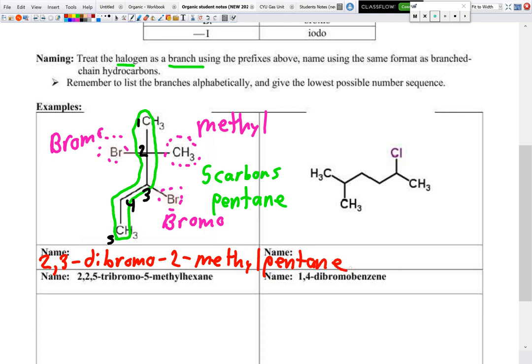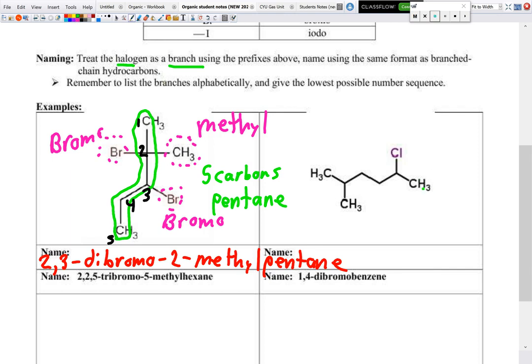So the name for this one right here is 2,3-dibromo-3-methylpentane. And that's it. So just like the other one, I just want you to pause this video and try naming the second one on your own. But I'm just going to go over how to name it in 3 seconds.